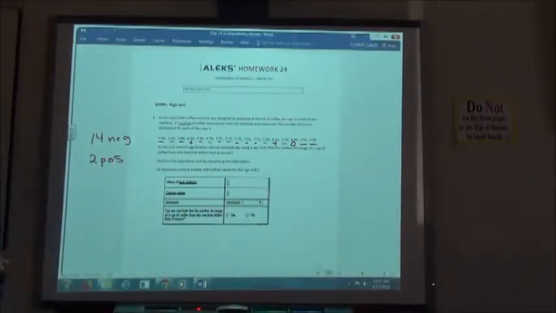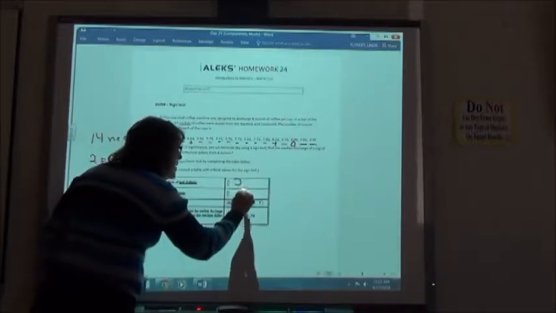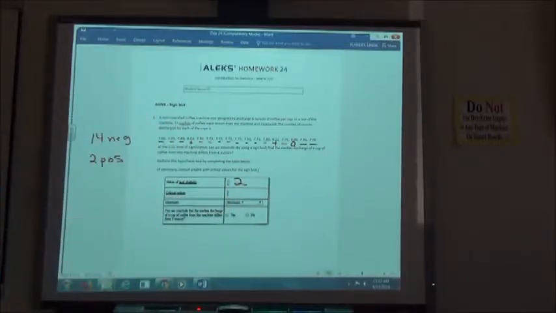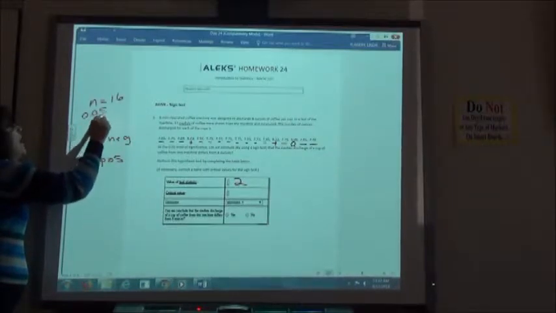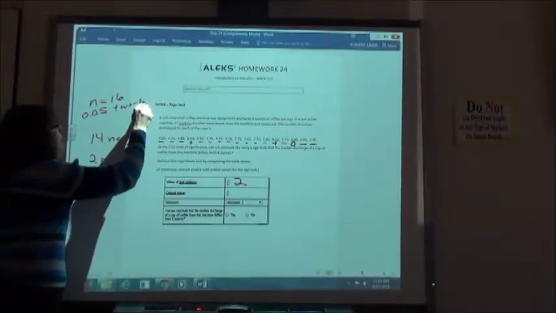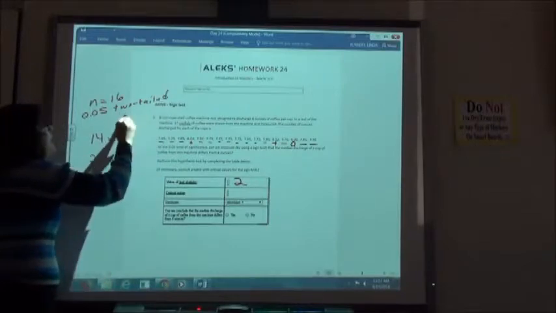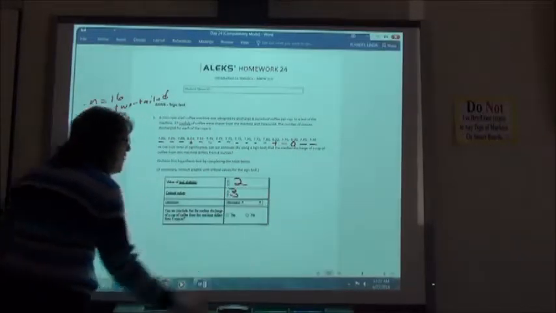The value of the test statistic is going to be whatever number is lower. In this case, the positive number was lower, so it's going to be 2. My critical value is going to be that number we just looked at in the table. When we had n equals 16 at a 0.05 two-tailed test, we got 3 for our critical value.